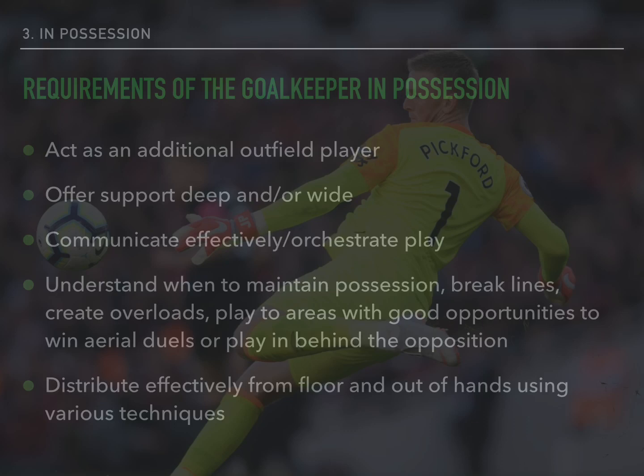And finally, can they distribute effectively from the floor or out the hands using various techniques? So being able to use a variety of techniques from the hands, including the volley, half volley and side volley, thrown as in underarm, sidearm, javelin or overarm, and then talking about strikes off the floor, side foot passing, a low drive, high drive, wedge or a lofted pass.